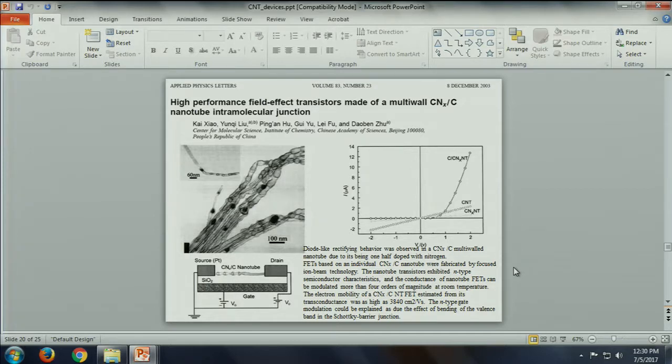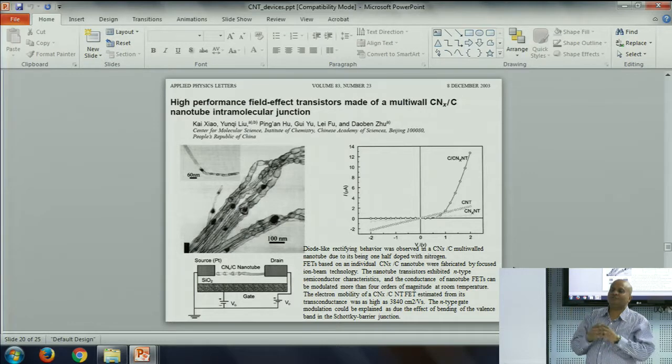So, one of the applications I put in my last slide, we talked about in 1998, it was Dekker's group which used carbon nanotube and worked it as a field effect transistor.